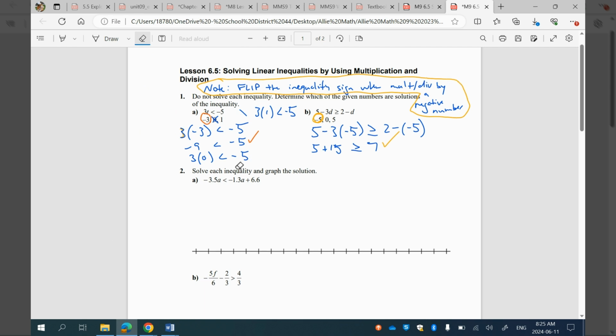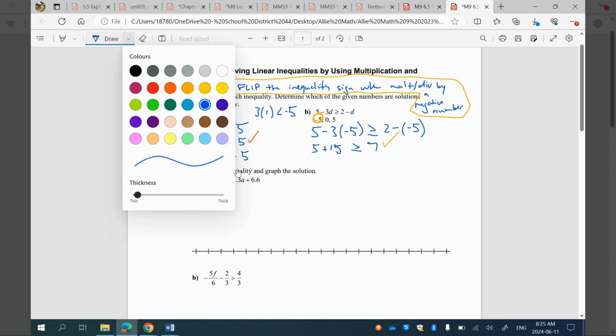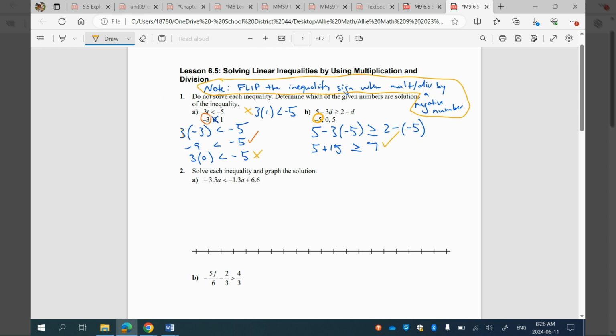I wish this was in a different color. No, there we go. So let's do this one.